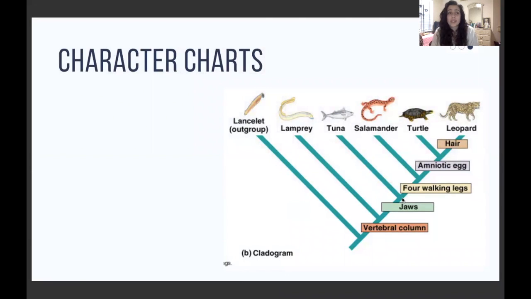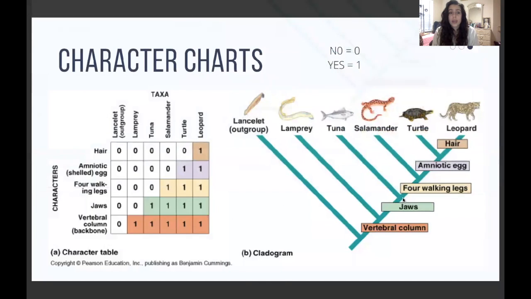And then the last thing that we're going to discuss today are character charts, right? So character charts are these weird, wonky things with lots of numbers in them. They might look a little bit complex, but they're really, really not, okay? So we're gonna go through the example. Okay, so let's talk about a leopard, for example, right? The leopard is the only organism within this phylogenetic tree that has hair, okay? So again, everything past this point has hair, and that's why only the leopard has hair, right?